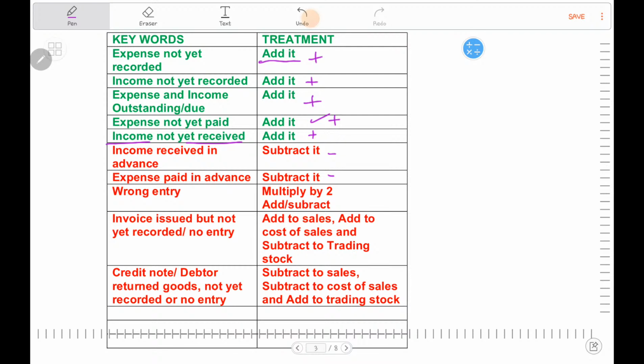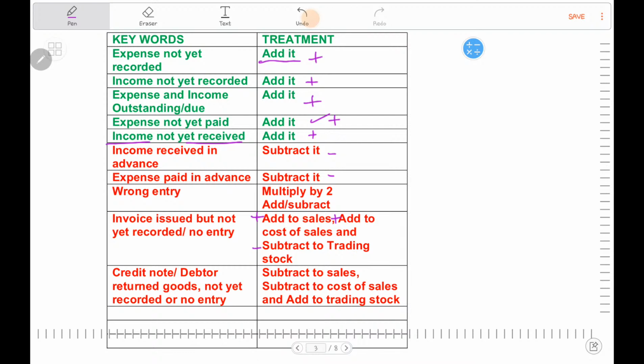Then what about the invoice issued but not yet recorded? Very, very interesting. If maybe we issued an invoice but then it was never recorded, it means that the business made a credit sale on their trading stock. Now this means that this was never recorded in the sales. So what you are going to do, you are going to add in the sales, then we are going to add even in the cost of sales, then you are going to subtract from the trading stock, because we know that each time you sell goods, then sales increase, cost of sales increase, but trading stock decreases.